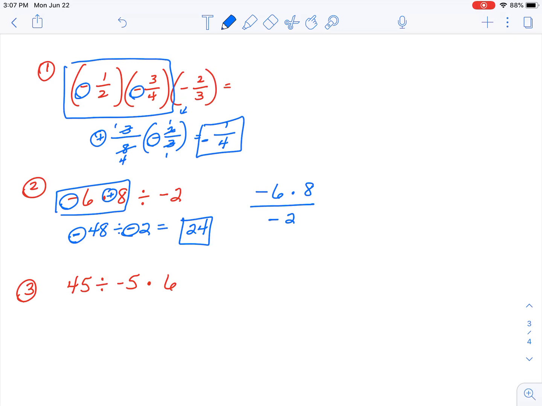Again, on number 3, order of operations. If you have both multiplication and division, you go from left to right. Look at this first. So 45 divided by 5 is 9. Positive divided by negative is negative 9. Multiply that by 6, which is 54. A negative multiplied by a positive makes that a negative 54.